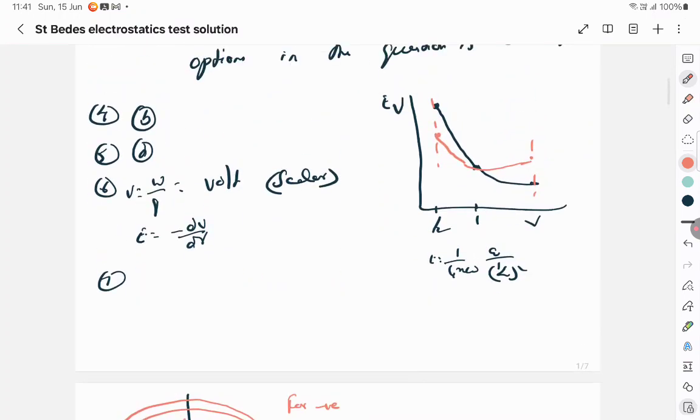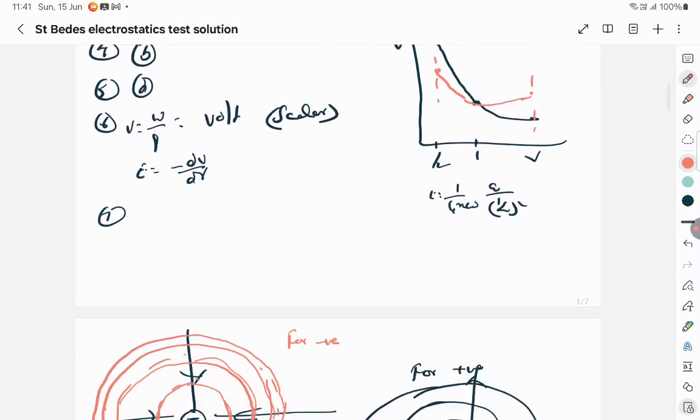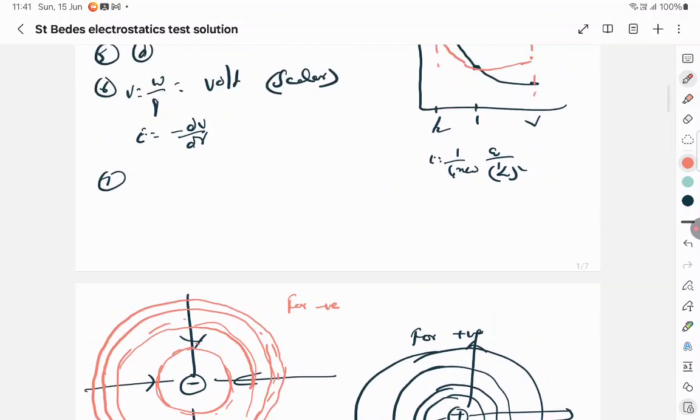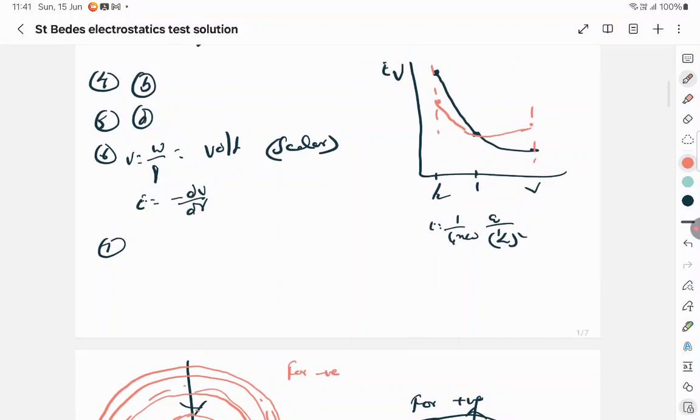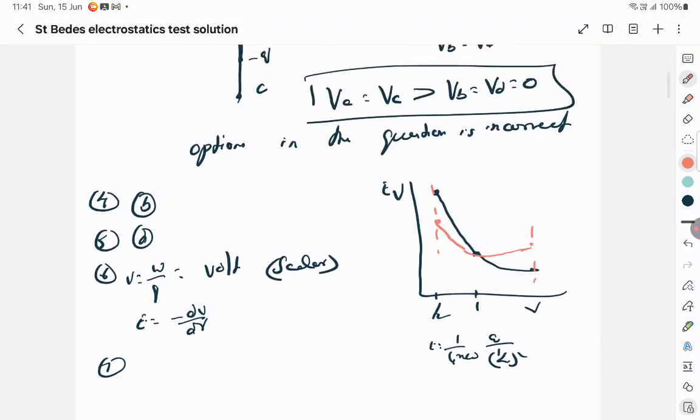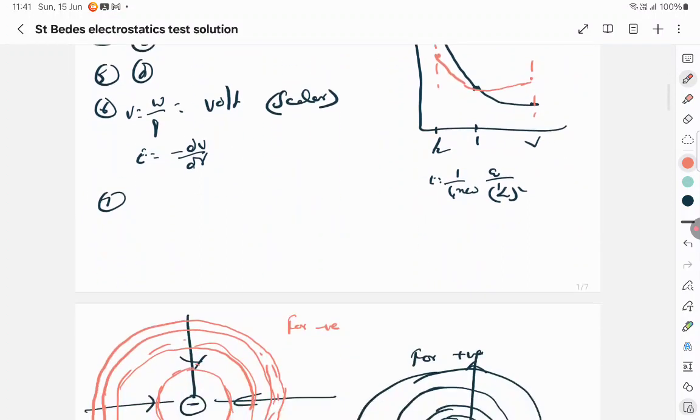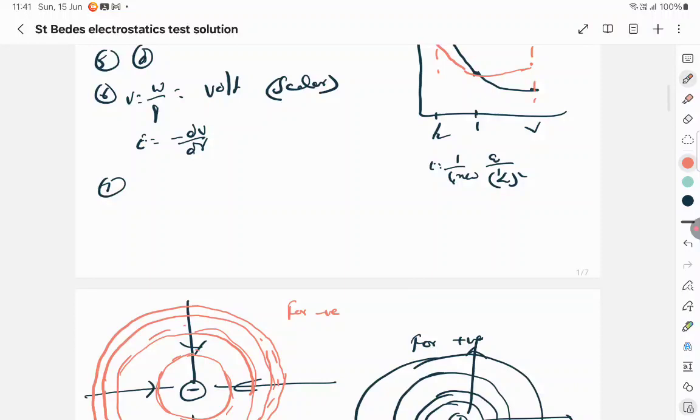The next question is to name the physical quantity which is in joule per coulomb. I've left many questions, right? The fifth question is done. Name the physical quantity: joule per coulomb is nothing but V is equal to W by Q, so volt. That's the right answer. So next is a scalar, and a relation between electric field and potential, E is equal to minus dV by dr.